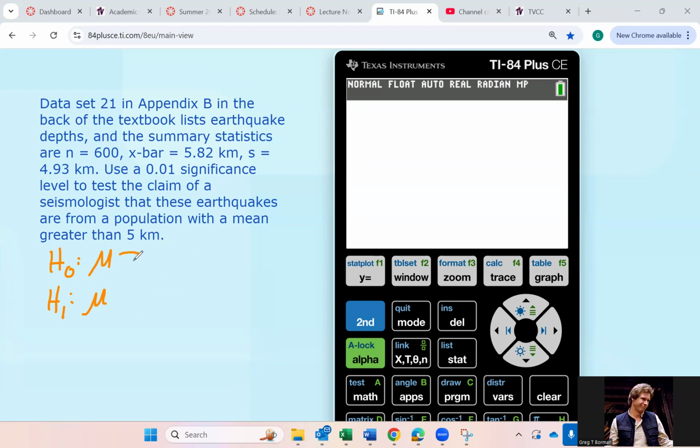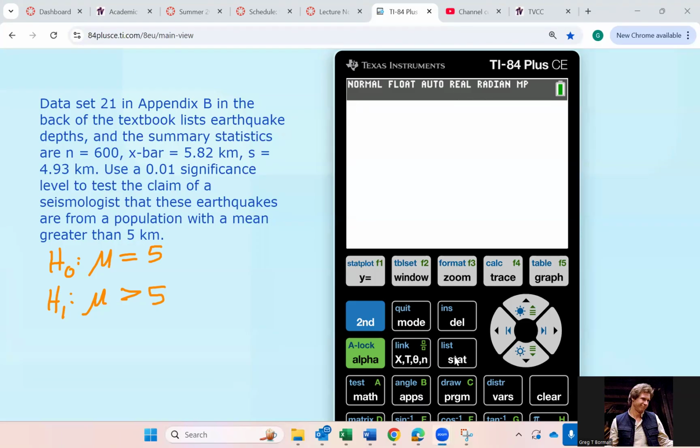So I can do greater than 5 here, or I can do it down here. Because this statement does not have an equal sign, it needs to be H1. H0 always has the equal sign. So we'll say equal to 5 right there. So we are testing a claim about mean.